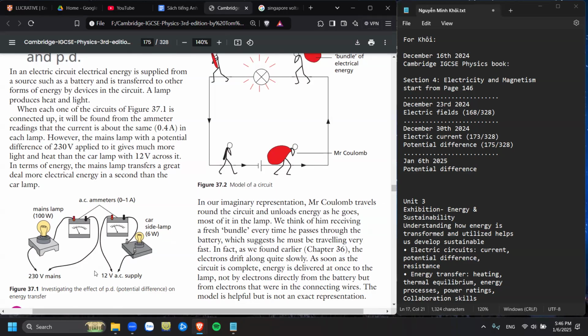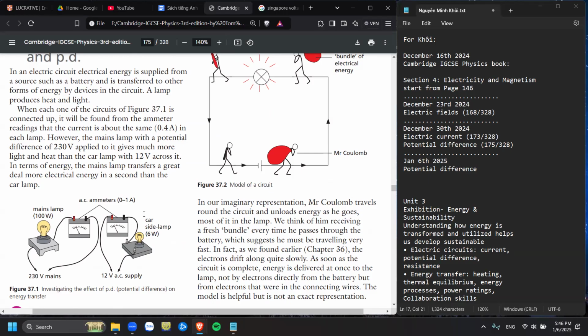All right. And the lamp here, it's a main lamp, it's 100 watts, a really bright one. And it's connected to an ammeter, you can see here. And the ammeter is in turn connected to the mains again. So you can see that this is one circuit.